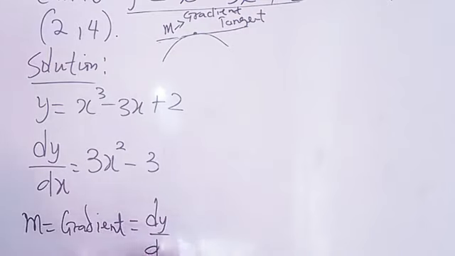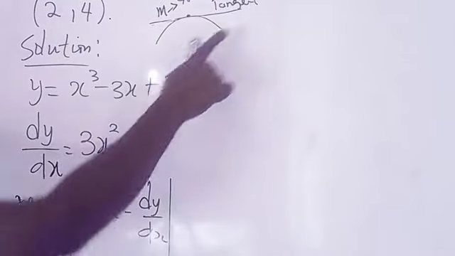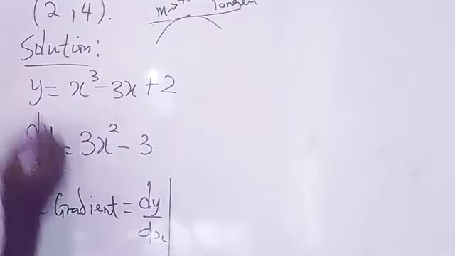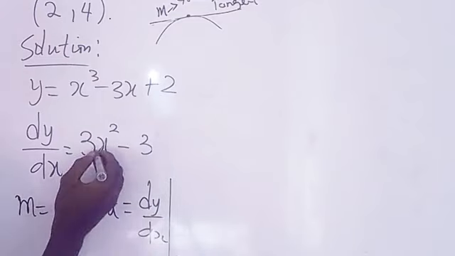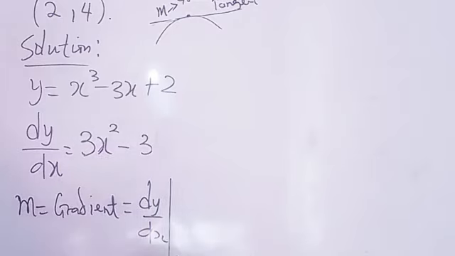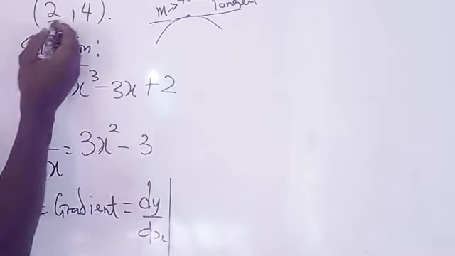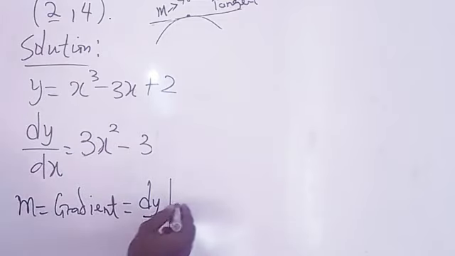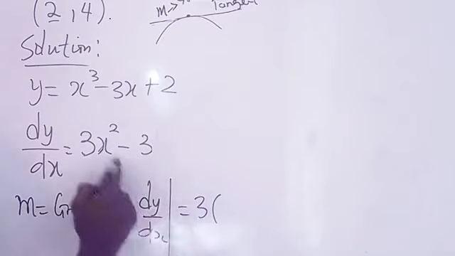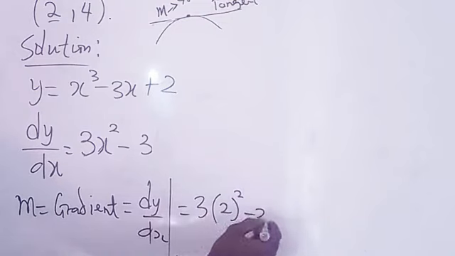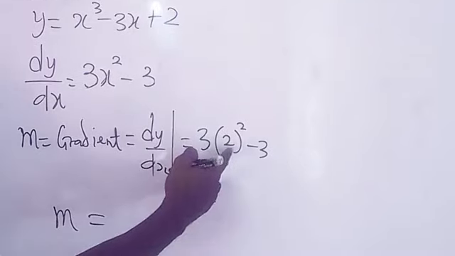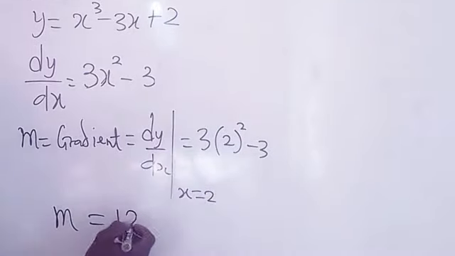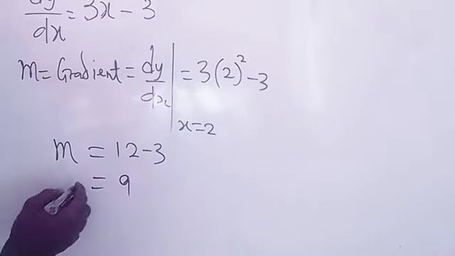dy/dx at the point x. We are given the point x, because it's x we are having here. The point x is 2, according to what I said in the previous example. So anywhere you see x, replace it with 2: 3 times 2 squared minus 3. From there you can see that we have m equals 3 times 4, since 2 squared is 4. 3 times 4 is 12, minus 3. So 12 minus 3 is going to give us 9. This 9 is the gradient.